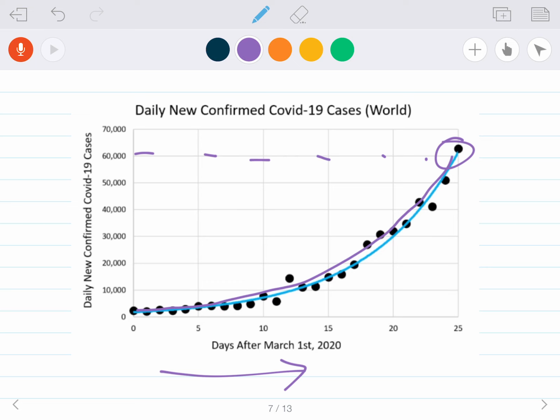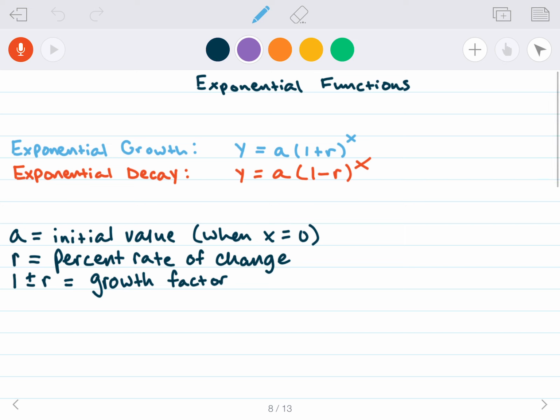If you are studying to become a nurse, or if you know anyone that's a nurse, the way that certain medicines leave the bloodstream can be modeled with an exponential decay model. So yeah, super relevant, and I'm excited to teach you guys this. So let's go ahead and move on to the actual mathy part of exponential functions.